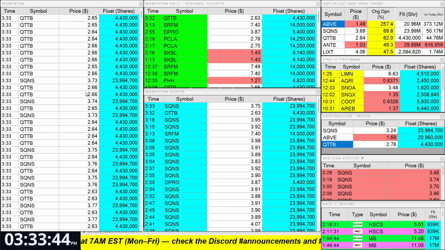The price column is now in white. We don't see those red flags. You can see the symbol is in white as well. So these are going to be momentum type of setups.